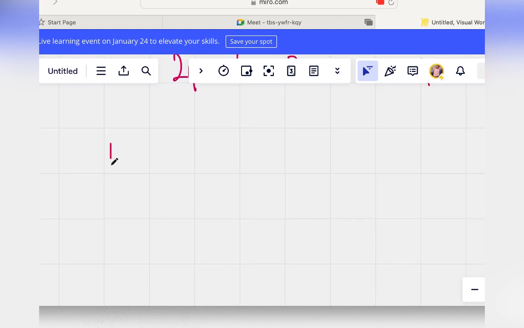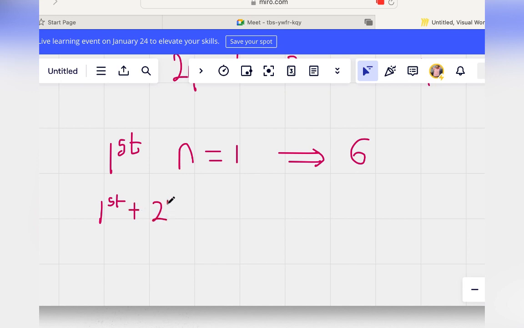the first pattern. The first, n equal to 1. For the first pattern, n will be equal to 1, and he will be needing a total of 6 mats. So we'll be equating this equation to 6. For the first 2 patterns, first plus second, you'll be needing a total of 16. So in this case, n equal to 2, and where n equal to 2, he needs 16 mats.